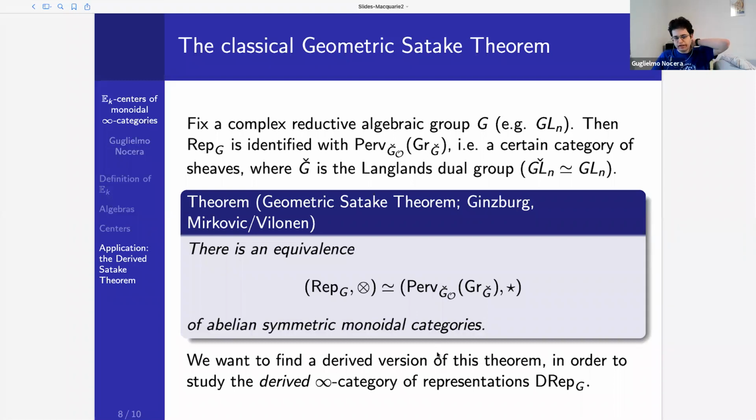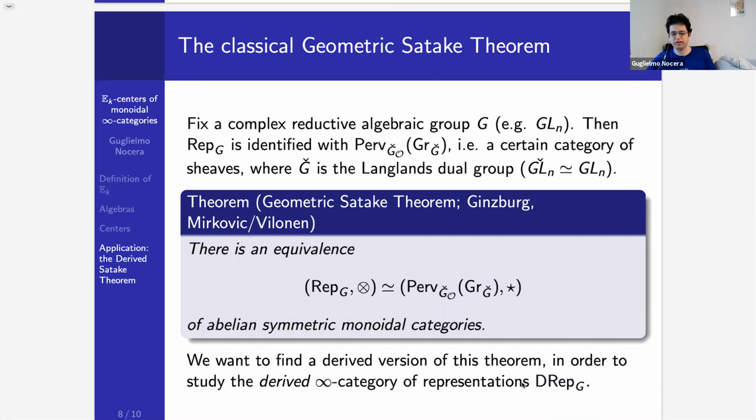What one wants to do is to find a derived version of this theorem, because one wants to study the derived infinity category of representations. So you should understand this as an infinity categorical version of the category of representations. However, if you consider the same infinity categorical version of the right-hand side, the result is trivial and it is not interesting. So you would like to confront this with something new, because otherwise there would be nothing new with respect to the original theorem.